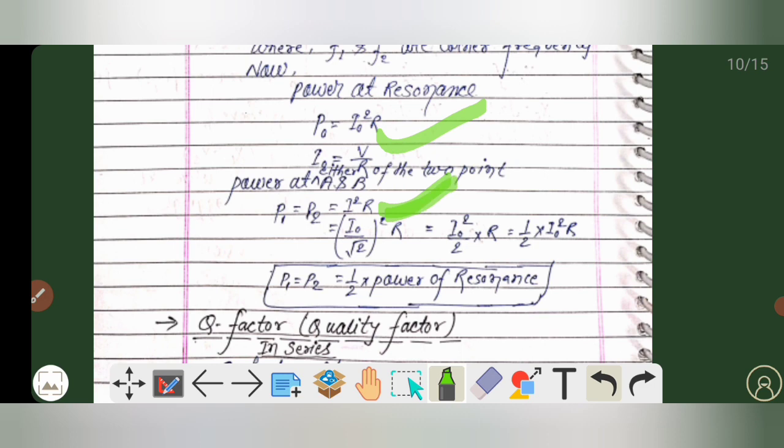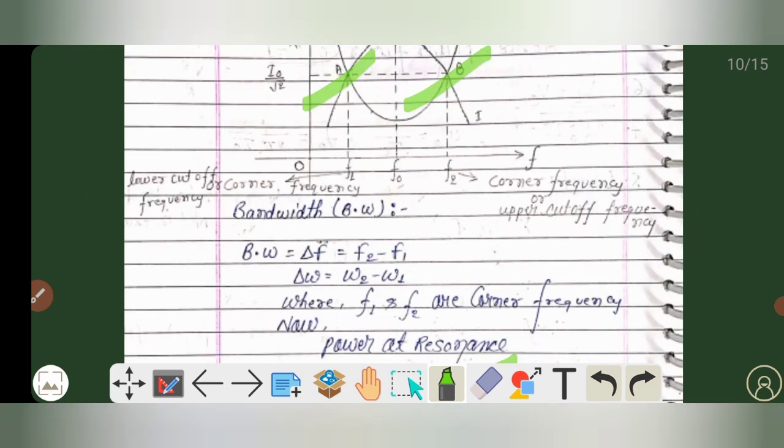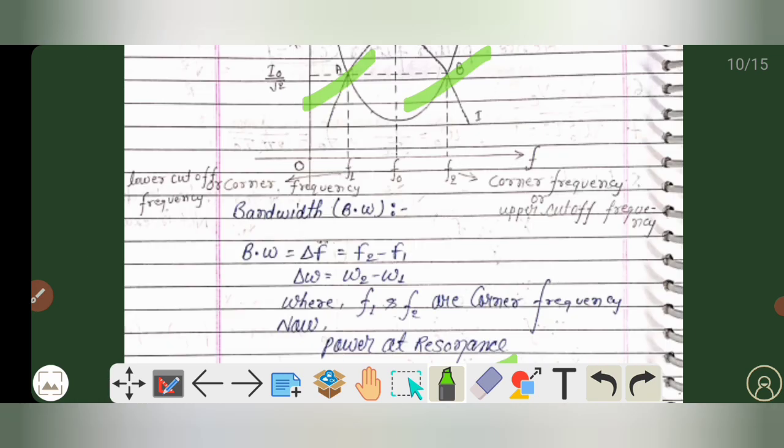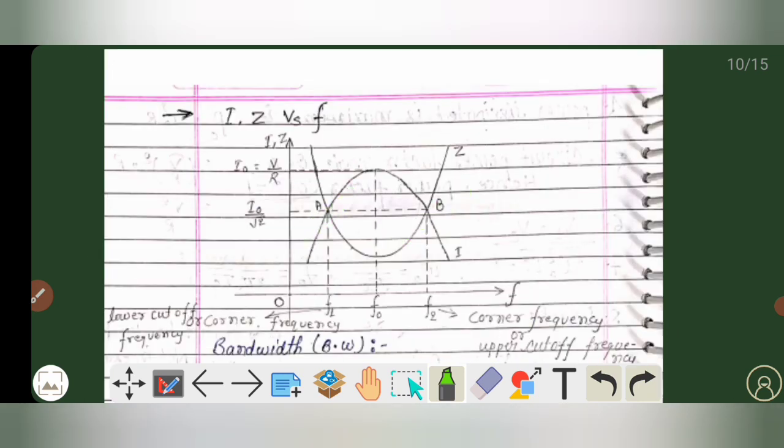And from the graph we have seen that the value of current at points A and B is I0 by root 2. So we put this value in, and the equation comes out to be half I0 squared R. So from here we can say that P1 is equal to P2 is equal to half the power at resonance, which means the power at points A and B will be equal to half of the power at resonance.